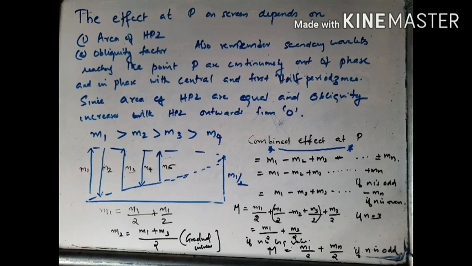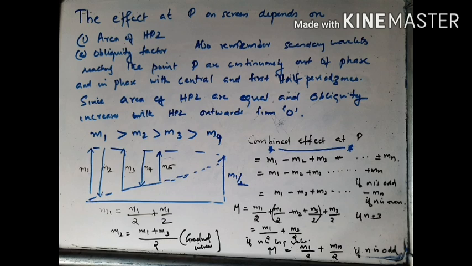So the total amplitude at P due to 3 half period zones is equal to m1 by 2 plus m3 by 2. If we consider n equal to 5, we get m1 by 2 plus m5 by 2. So in general, if n is an odd number, the total amplitude at any point on the screen is given as m1 by 2 plus mn by 2.